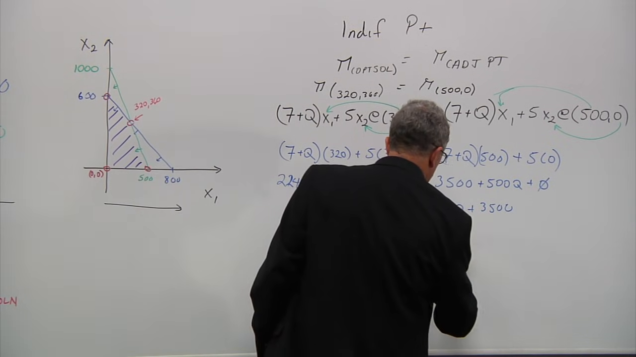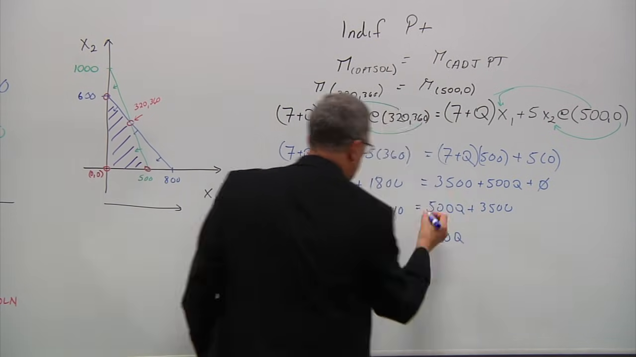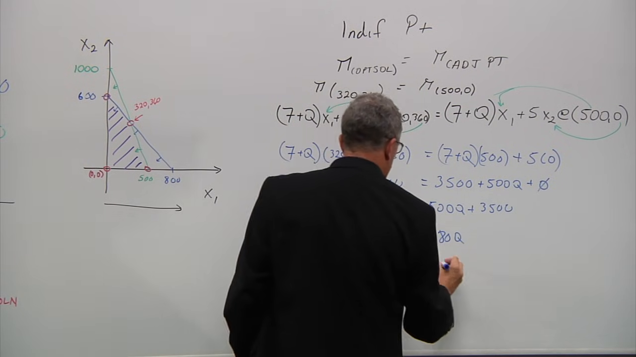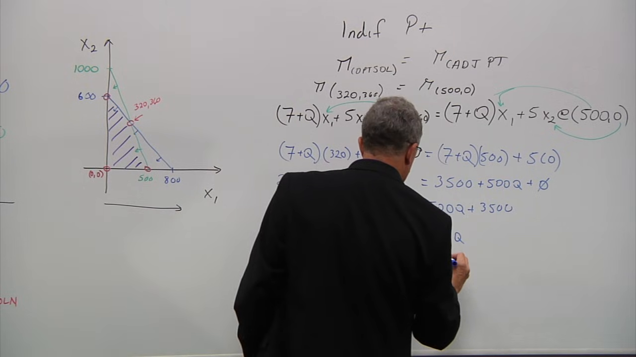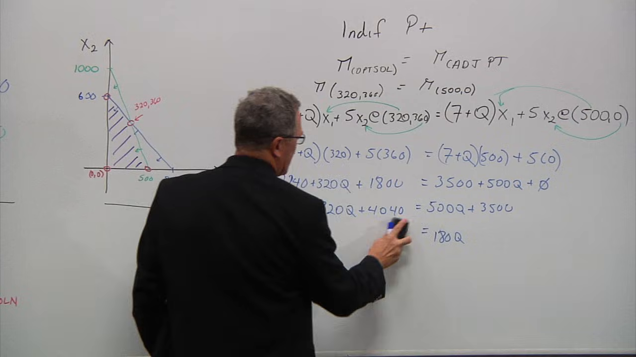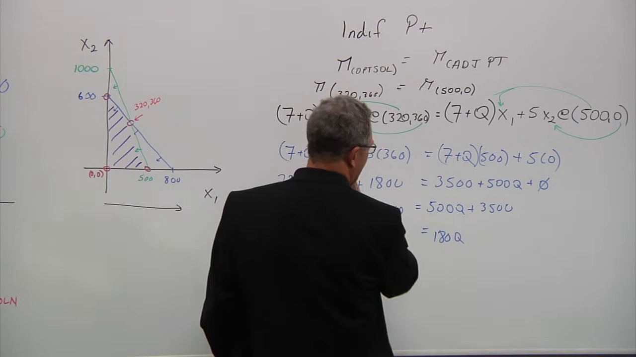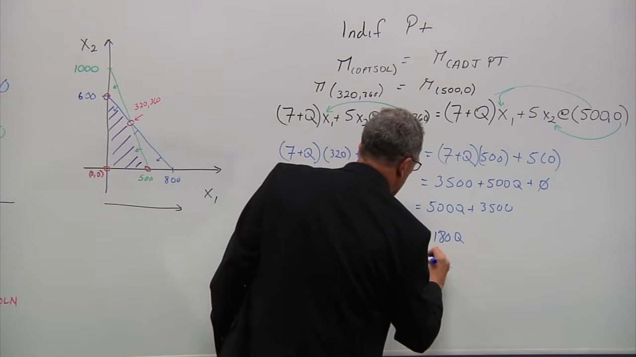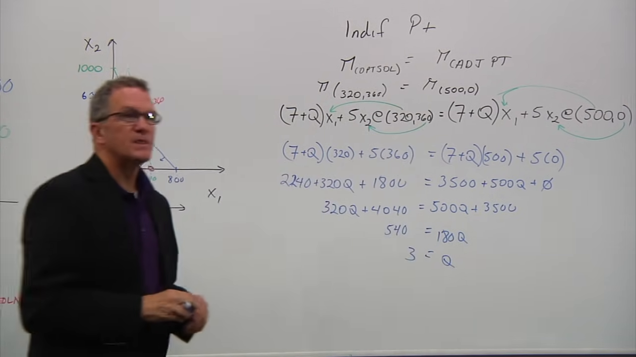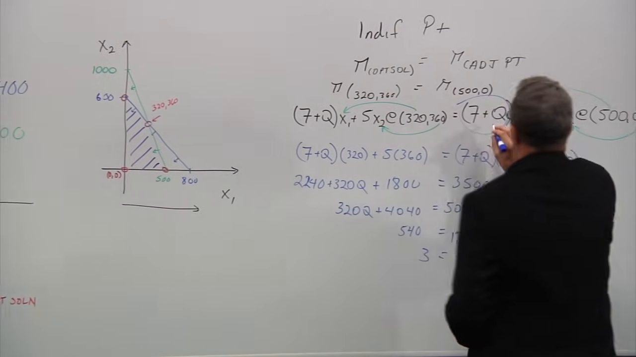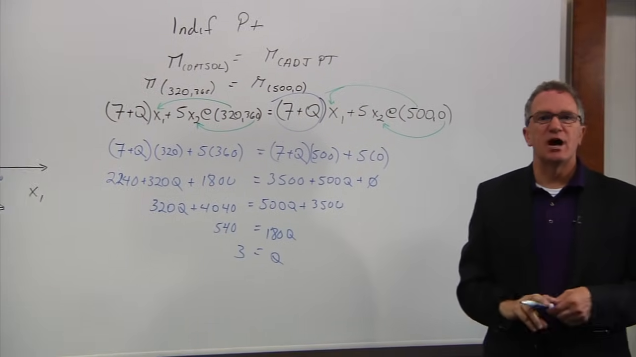180Q equals... No. 4040 minus 3500 is going to be 540. Q equals 3. The change, Q, all right, Q is $3.